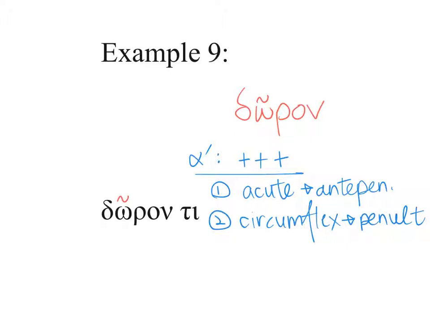An acute is added to the ultima of word 1, and the enclitic gets no accent. So what we end up with is doron ti. So an acute is added to the ultima of word 1, and the circumflex stays put, and the enclitic gets no accent.